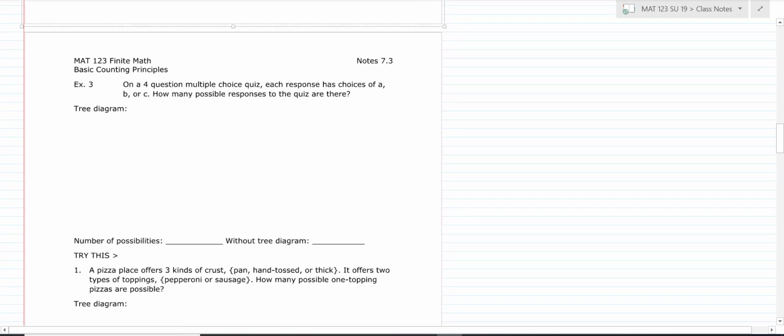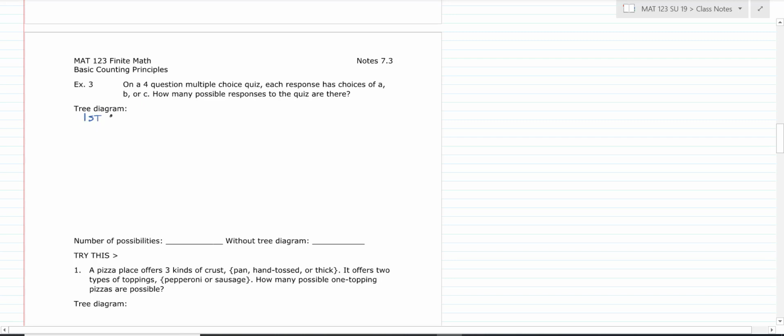Okay, so this one is similar. It says we have a 4-question multiple choice quiz. Each response has 3 possibilities, A, B, or C. Okay, so we're going to do this like this.